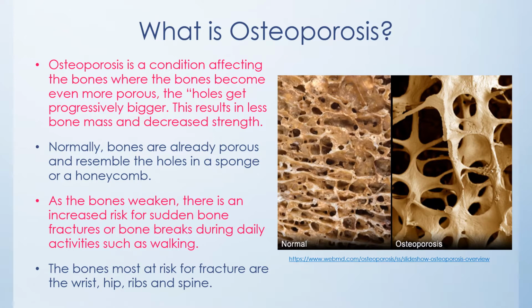As the bones weaken, there's an increased risk for sudden bone fracture or bone breaks, and that can be during just normal activities of daily living, like walking or standing up. And the bones most at risk for fracture are the wrist, hip, ribs, and spine.